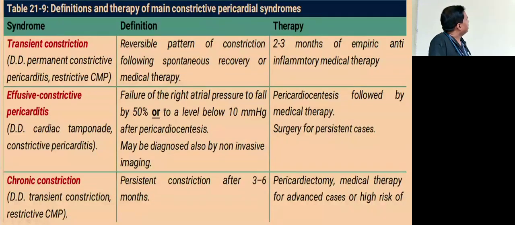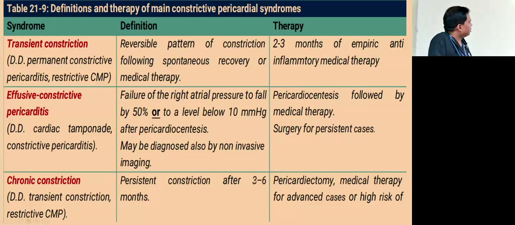So constrictive pericarditis can be either a transient constriction or an effusive constrictive pericarditis. Effusive constrictive pericarditis means constrictive pericarditis associated with some pericardial effusion also, and there is chronic constriction. Constrictive pericarditis can sometimes mimic restrictive cardiomyopathy, because they both can have a diastolic dysfunction and restrictive physiology. All constrictive pericarditis have restrictive physiology, but not all restrictive physiology have constriction.